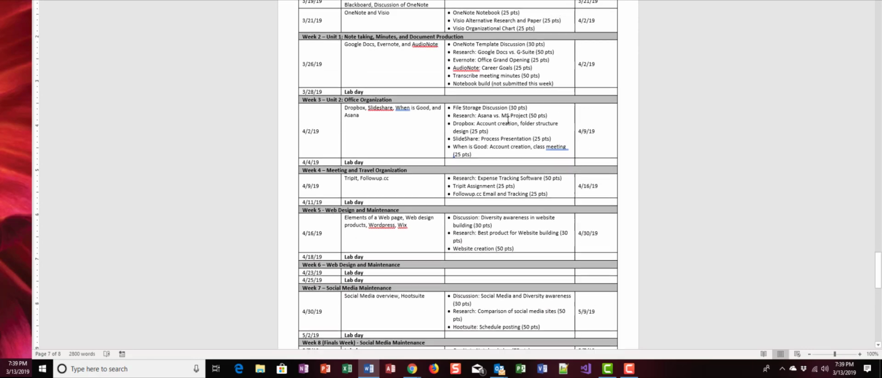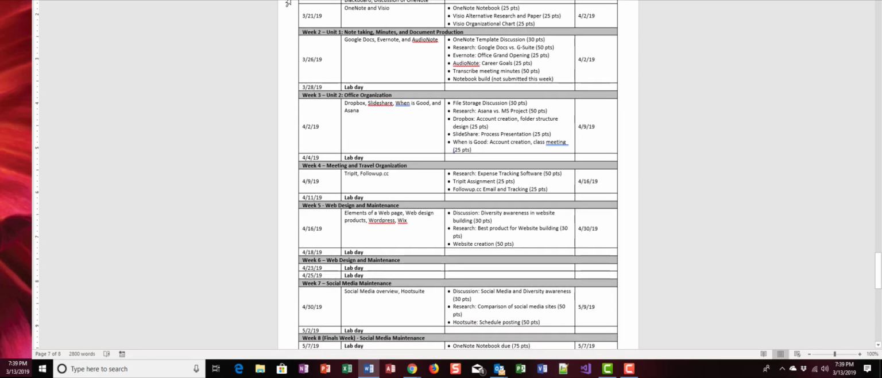All right, so then here's the calendar. If you look over here on the left, I have the dates that our class is scheduled. Our first class is the 19th. We're going to go through the syllabus, introduce each other and talk to each other. We're going to review Blackboard, and we're going to have a discussion of OneNote. There is going to be a syllabus quiz that you will have to have done by Thursday.